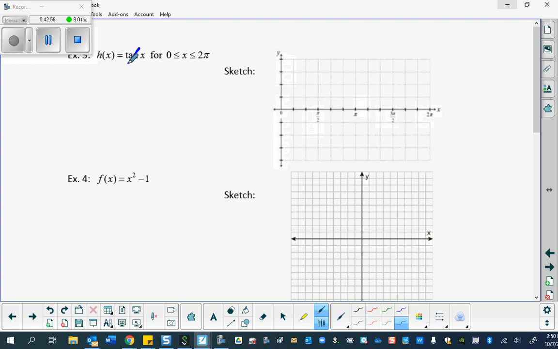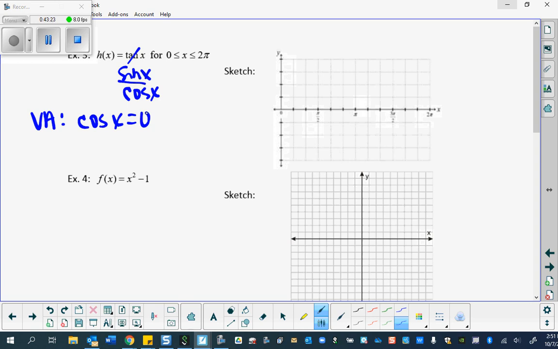Instead of tangent of x, why don't you think of it as, say it with me now, sine of x over cosine of x, and your vertical asymptotes are going to be where the cosine of x is equal to 0. Because that's when your denominator goes to 0.